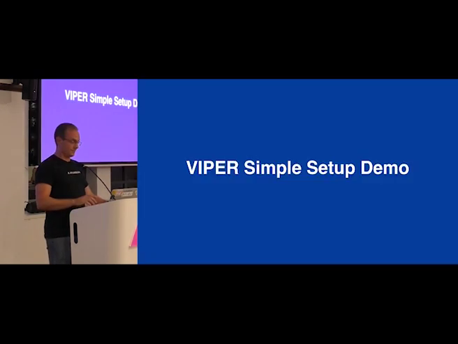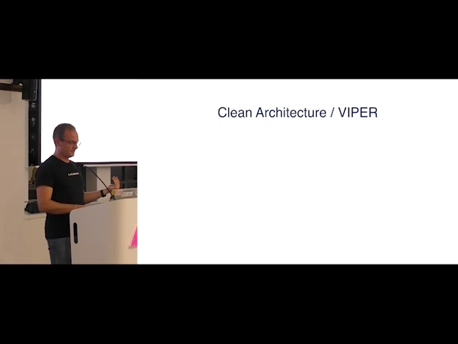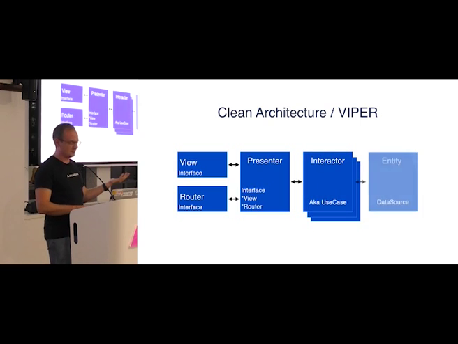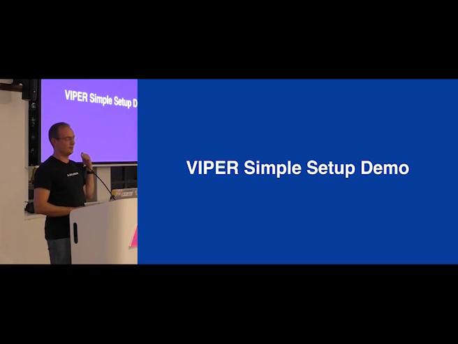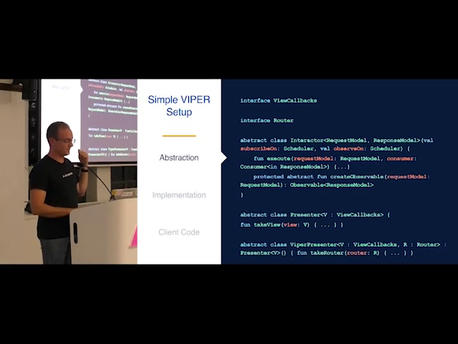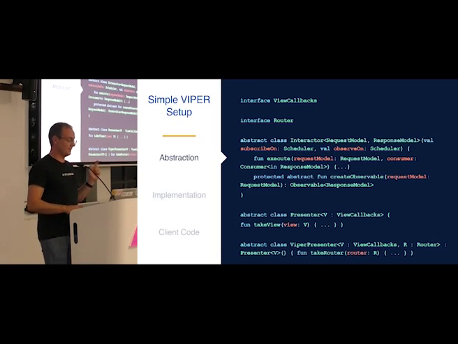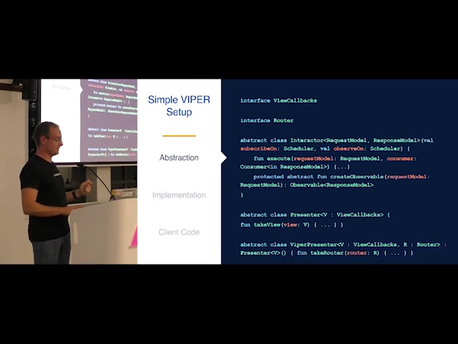Well, moving forward, yeah, Viper. Does it seem hard? View, router, presenter, interactors. I'm going to explain you this in just one slide. Sorry, it's a lot of code, maybe not as much as I have in my IDE. You see these three dots in some places. Well, Viper can be explained in three steps: abstraction, implementation, and client code.